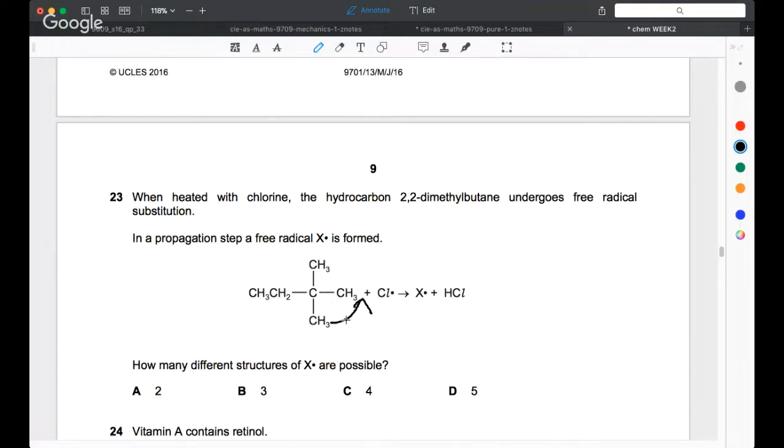So which positions can it take? This position, that would be the same. Yeah, that will be the same. This one too. So all those three give you one answer. This one gives you another two different answers. So three total.